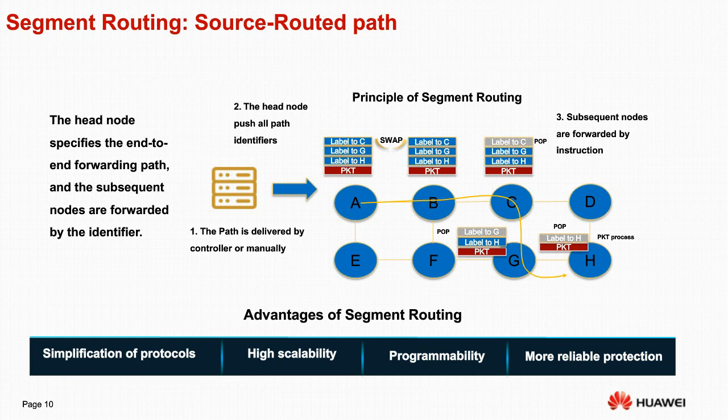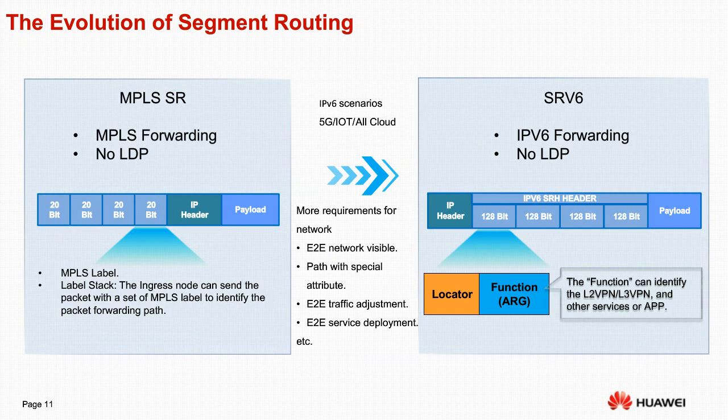So we can say right now the segment routing is MPLS segment routing. Its forwarding plane is MPLS. Right now, in this scenario, there is no LDP and no RSVP.